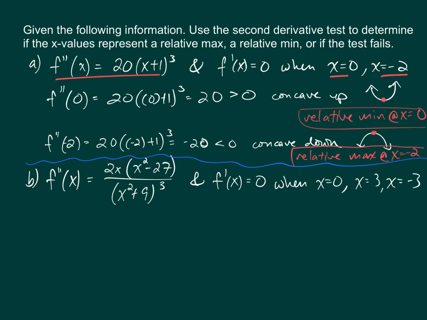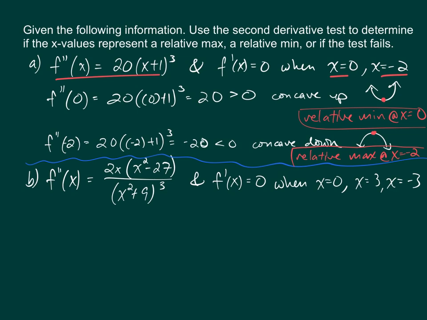So that was pretty easy. If it's concave up, if you get a number that's bigger than 0, concave up means you have a relative minimum. You can tell by this picture here. We have a relative minimum there. And we would have a relative maximum at x equals -2 because we got something that was negative, which made it concave down, which means there would have been a maximum there.